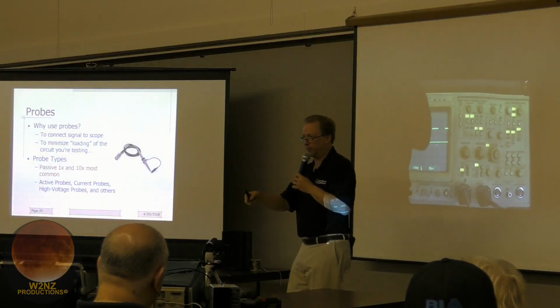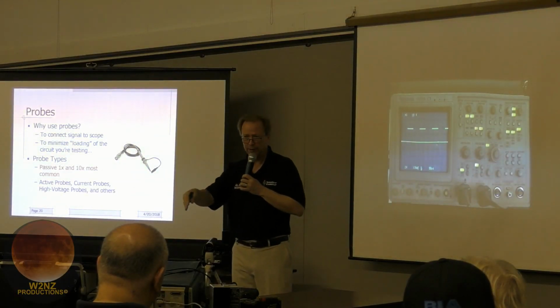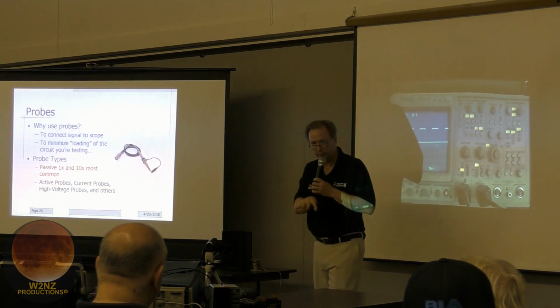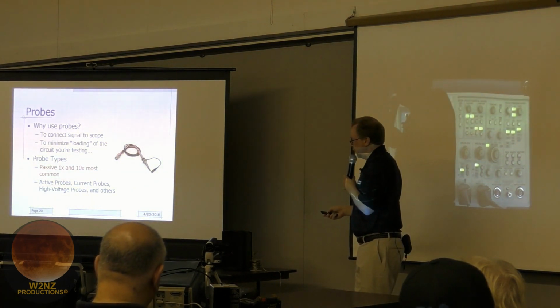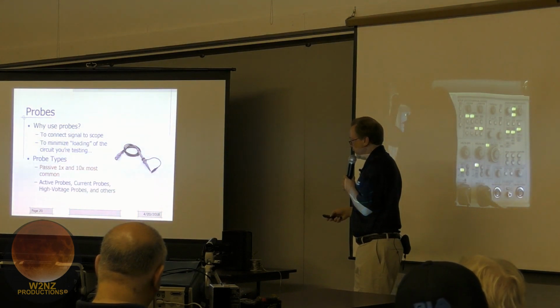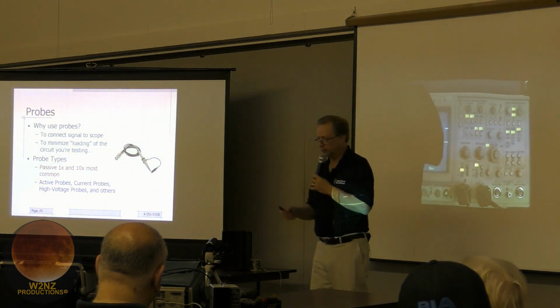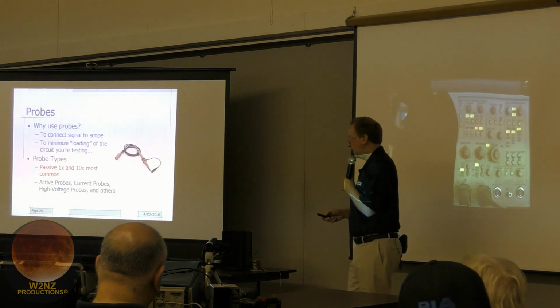We want to minimize the loading on the circuit, right? We don't want to affect its operation by touching it and looking at it. So we want probes that don't really load the circuit much or change its operation. So the most common probes that you'll see are what are called 1x and 10x passive probes. We'll talk about these in just a second.